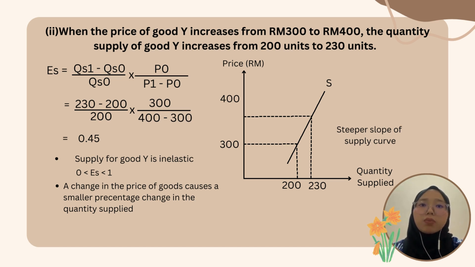A change in the price of a good causes a smaller percentage change in the quantity supplied. From the graph, we can see that the price increased from 300 to 400, and the quantity supplied also increased from 200 to 230. The curve is a steeper slope of the supply curve.